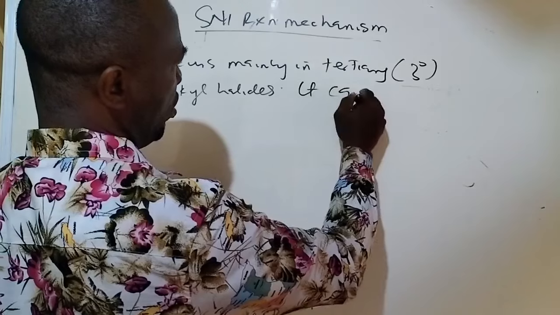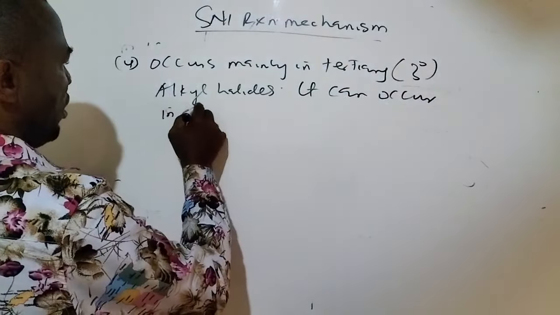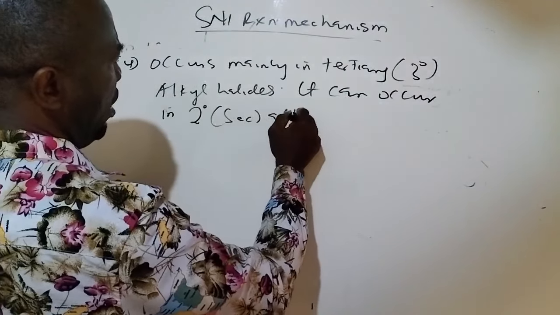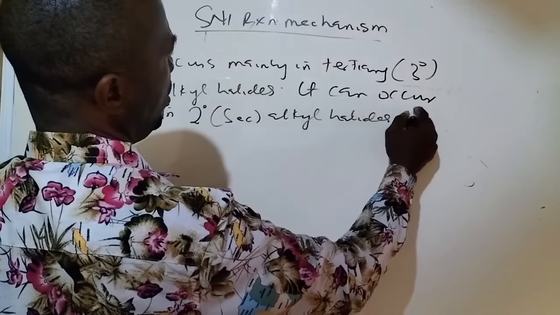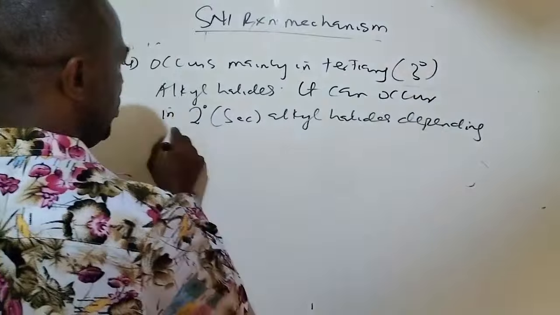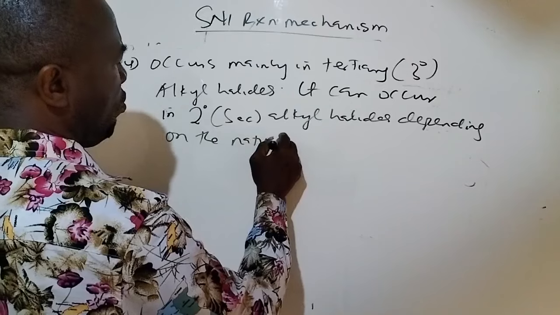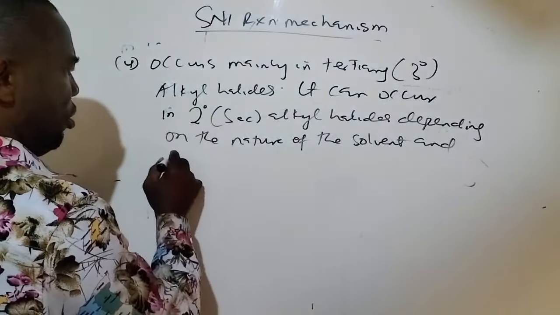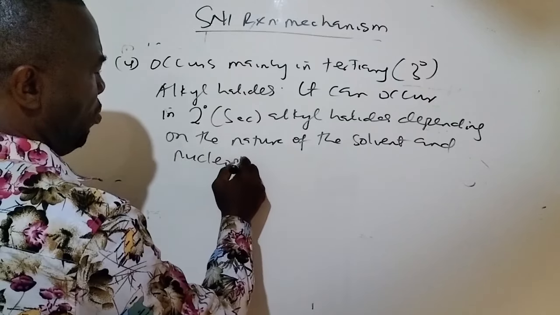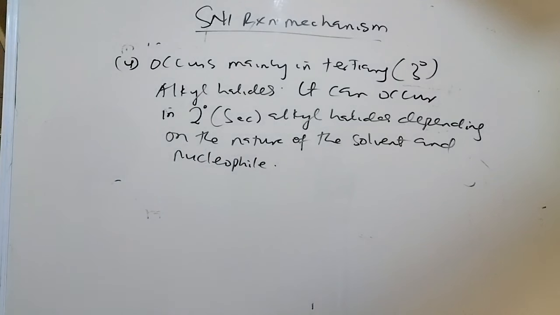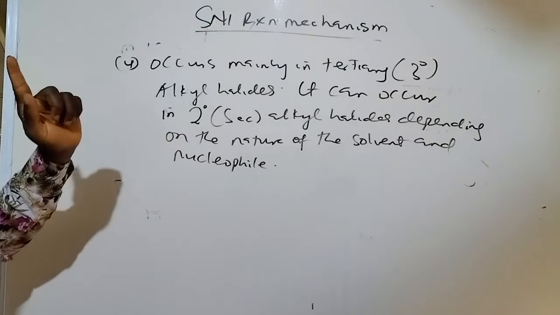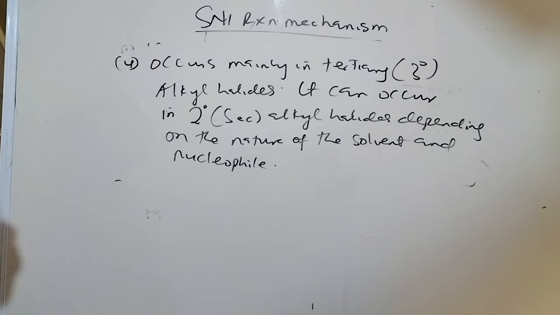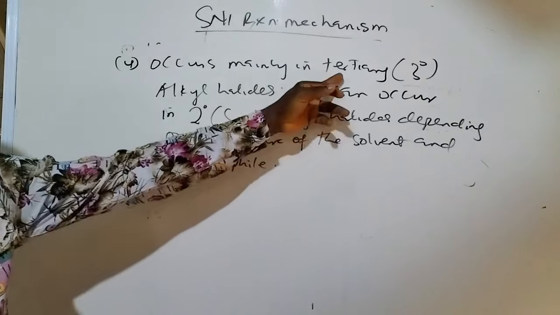So it can occur in 2 degree or secondary alkyl halides, depending on the nature of the solvent and also the nucleophile. But basically, it's mainly found in third-degree alkyl halides, while SN2 occurs in methyl halides and primary alkyl halides, but SN1 occurs in tertiary alkyl halides.